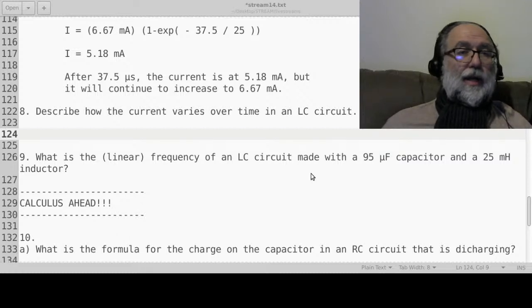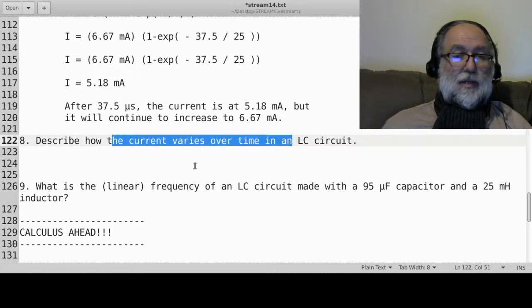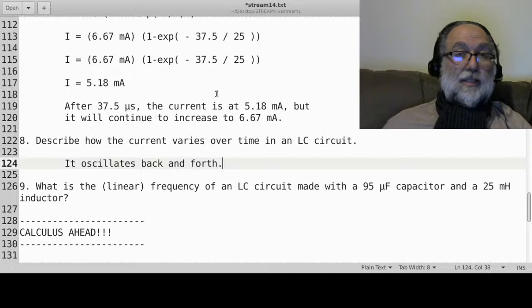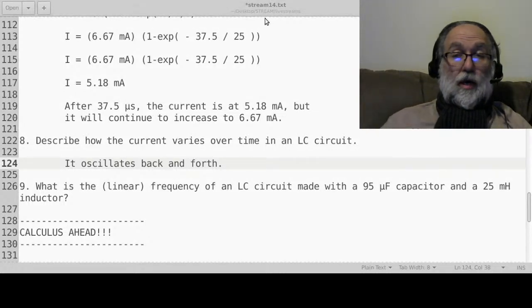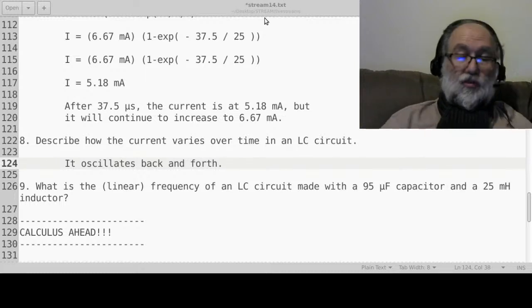Okay, so in answer to the question, how would I briefly answer it? How does the current vary over time in an LC circuit? It oscillates back and forth. Okay, that's it. It's an oscillator, like how a pendulum will swing back and forth. This is the electrical equivalent of an oscillator, where the current will flow one way and then it'll turn around, flow the other way, and then back and forth like that.